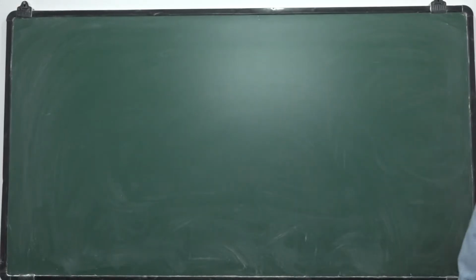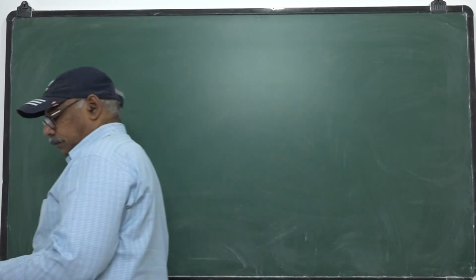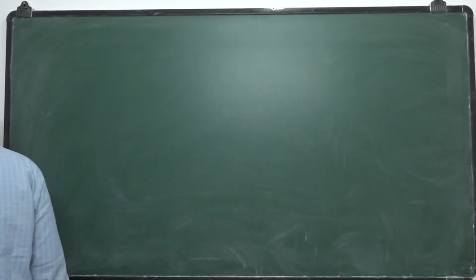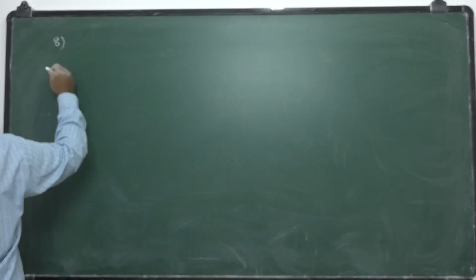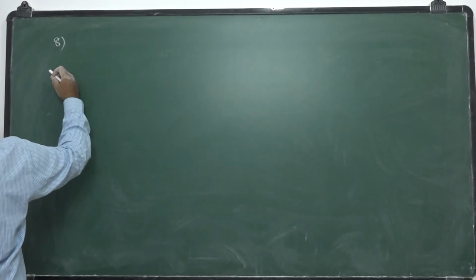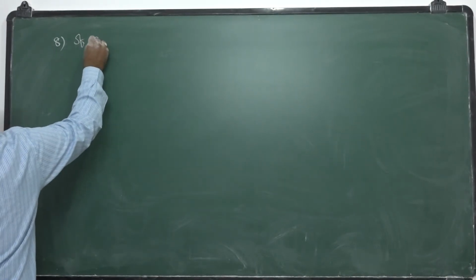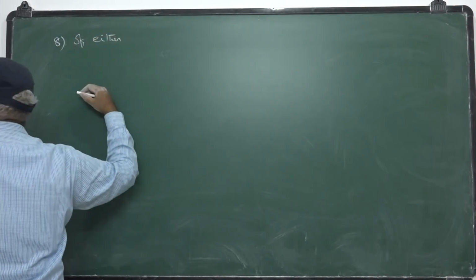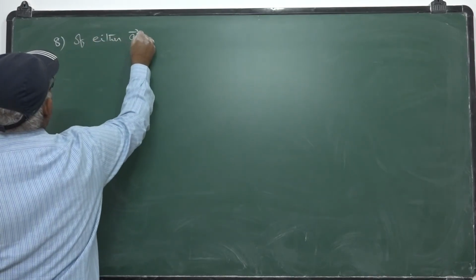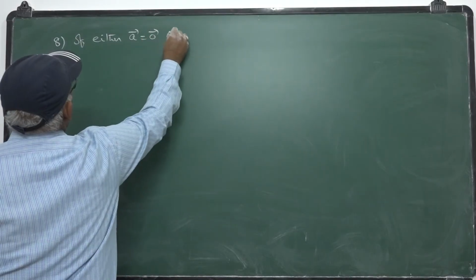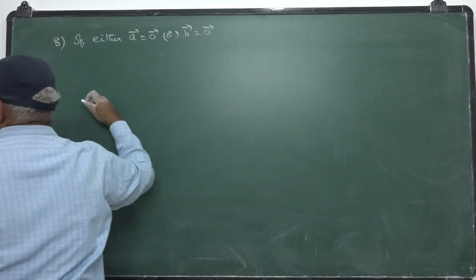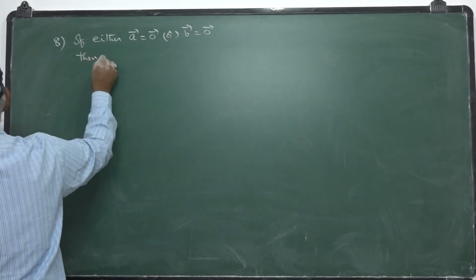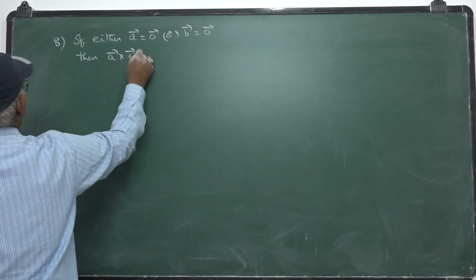Next one. Eighth one. If either A bar is 0 bar or B bar is 0 bar, then A bar cross B bar is 0 bar.